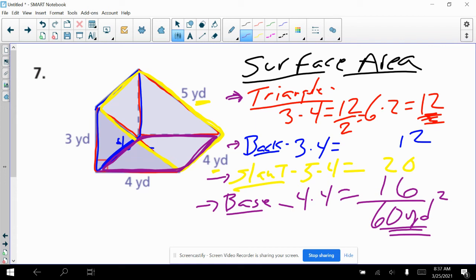Does that make sense? I'm giving you a heads up. The key here is make sure that you are multiplying the right numbers for the right face or polygon that you're trying to find. That's the hardest part. Everybody good?